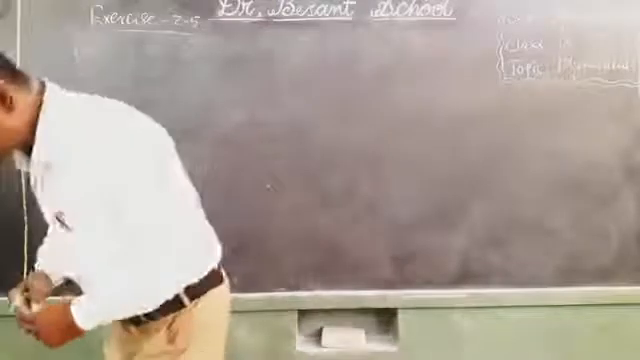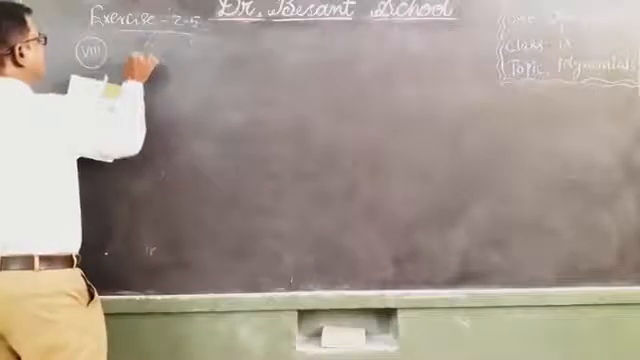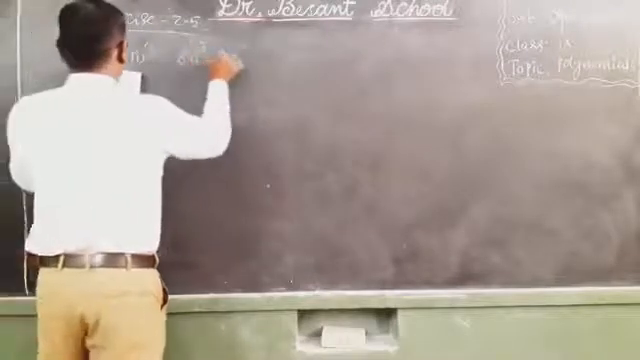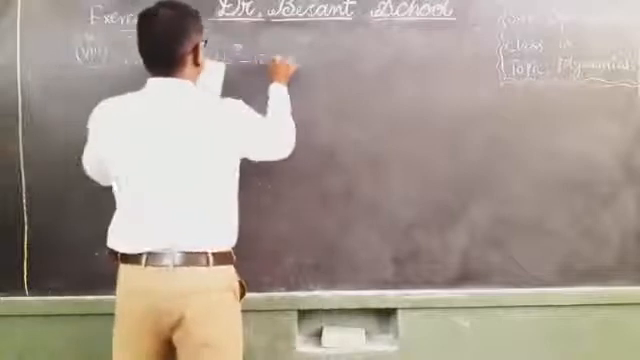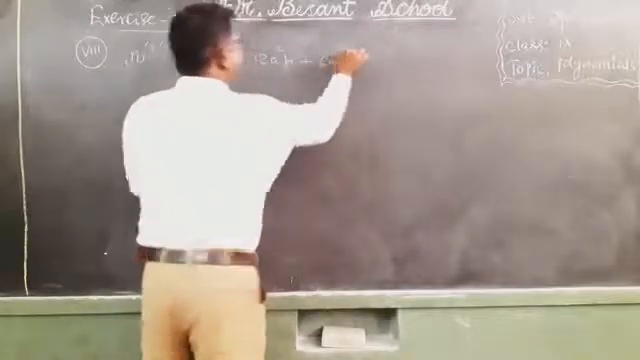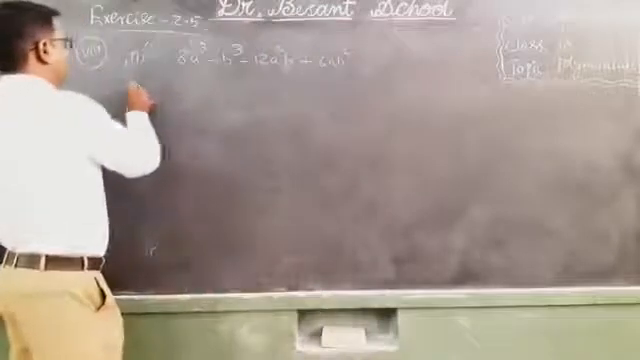Verify, children. Factorize the following expressions. So verify the second one from this Roman. I will explain you: 8a cube minus b cube minus 12a square b plus 6ab square. Factorize the following expressions. Children, you see, the second problem I am explaining you.